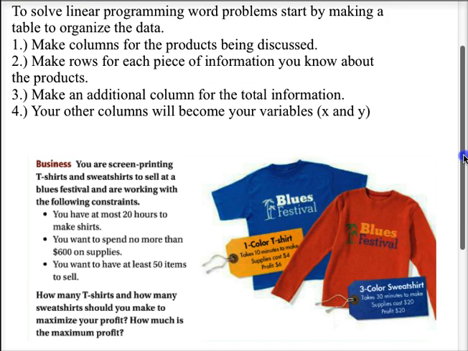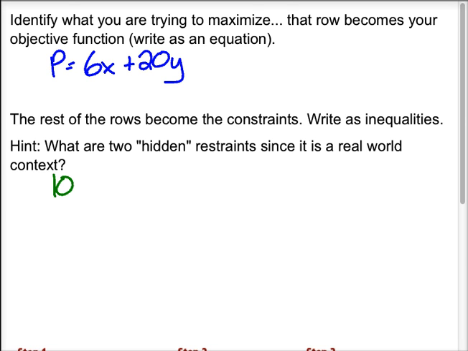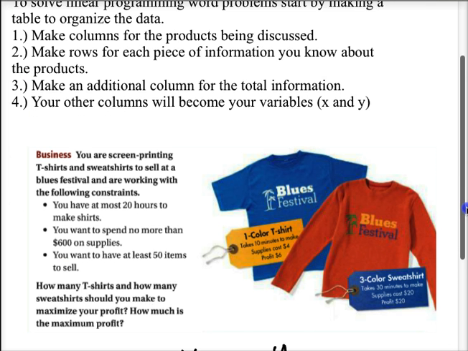So let's go back. Let's look at this row, the minutes. 10 minutes per t-shirt, 30 minutes per sweatshirt, and we only have up to 1,200 minutes to work. So again, 10 of those X's and 30 of those Y's, and we only have up to 1,200 to use. Okay, we only have 1,200 minutes. What else do we know?